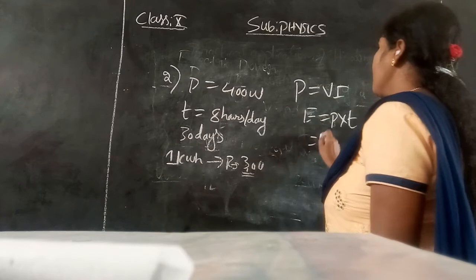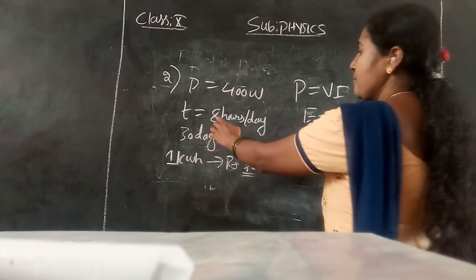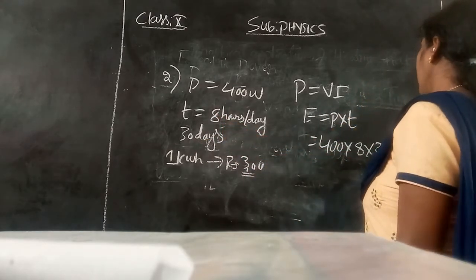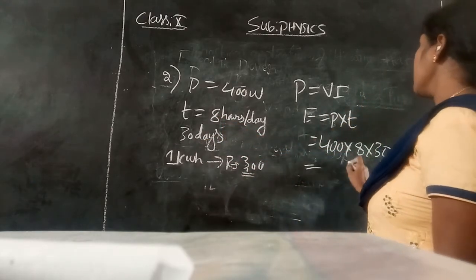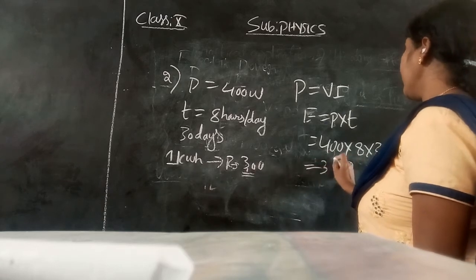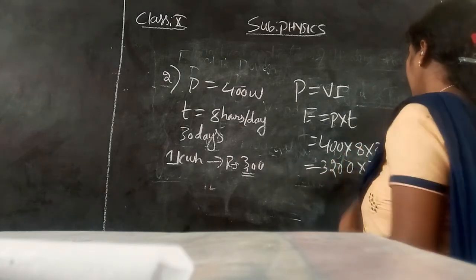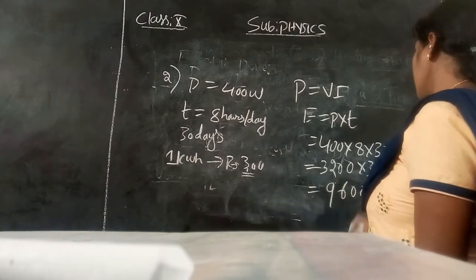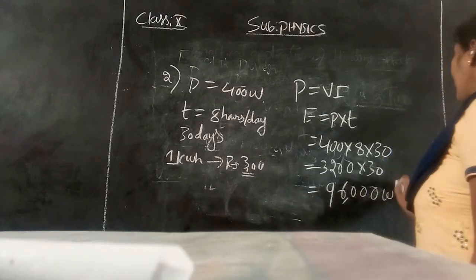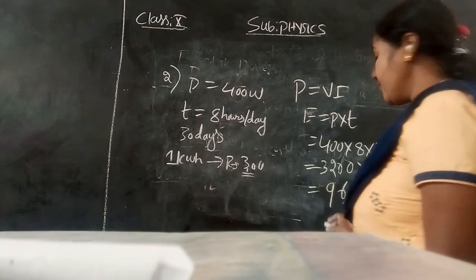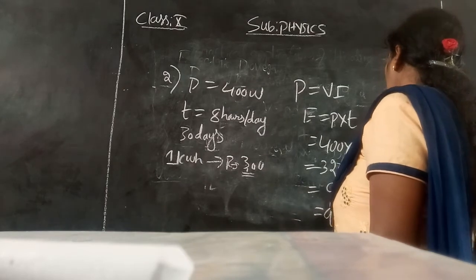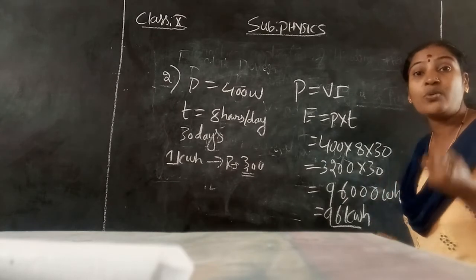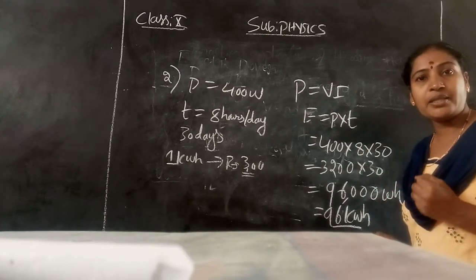P is how much, children? 400 into time, 8 hours. So totally for how many days? 30 days. You multiply. 8 fours are 32 into 30. So 3 zeros, 3 twos are 6, 3 threes are 9. 96,000 watt hour. That can be written as 96 kilowatt hour, because 1 kilowatt is nothing but 1000 watt.